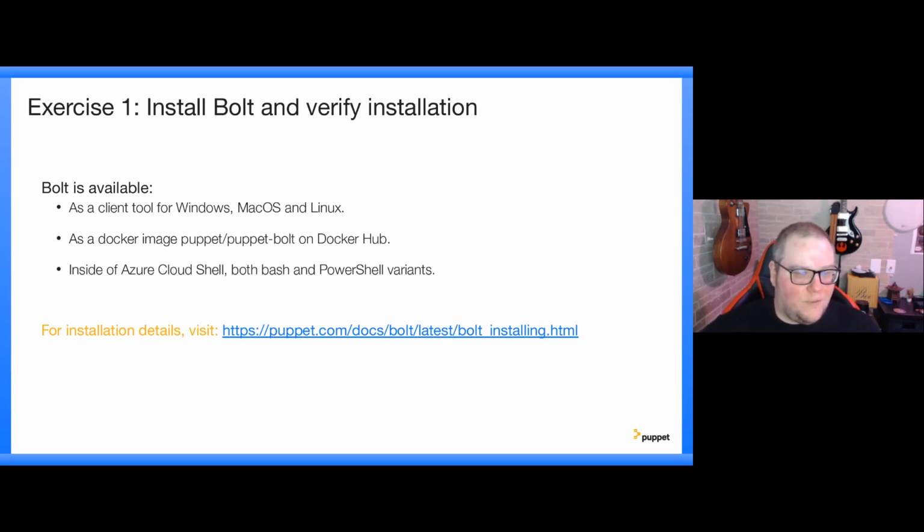This is really nice if you are doing something more in the CI/CD space and just want to grab a container and run something. It is also inside Azure Cloud Shell. So if you open either the Bash or the PowerShell variant, you'll see Bolt at the command line. It's something you can start using immediately. For installation details, you can go to puppet.com/docs/bolt and then click on installing Bolt, and it'll give you a whole bunch of links.